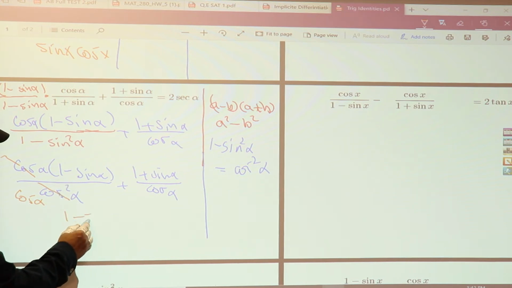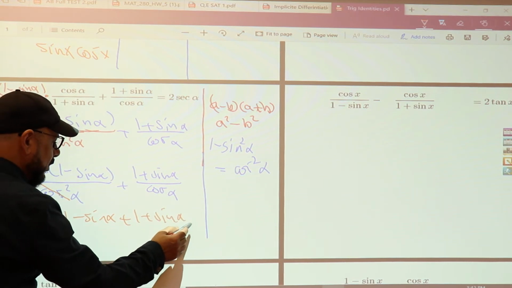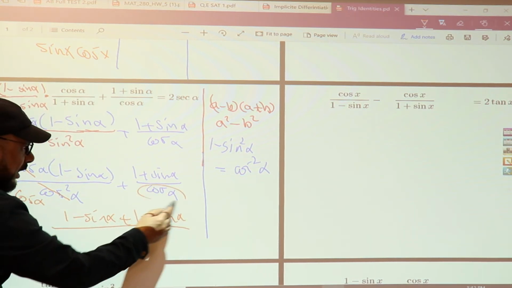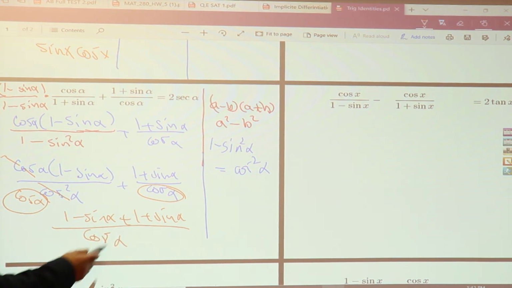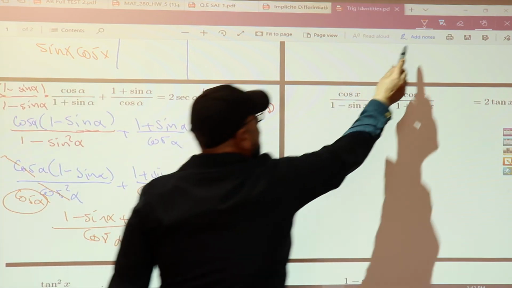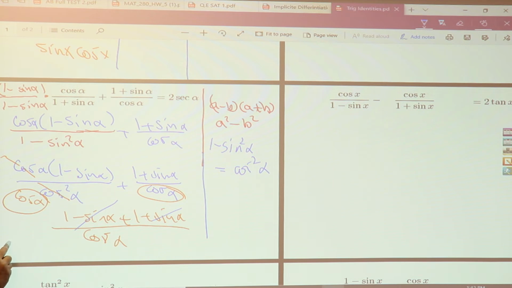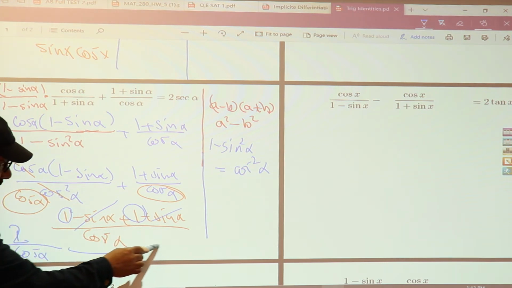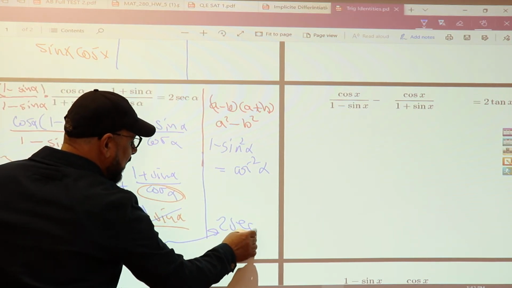Then 1 minus sine alpha plus 1 plus sine alpha over one denominator, cosine alpha. Now what happened here? We cancel this with this, which is 1 over 1 plus 1. What is 1 plus 1? 2 over cosine alpha. 1 over cosine alpha, I'm going to put it here. What is 1 over cosine? Secant. 2 secant alpha.